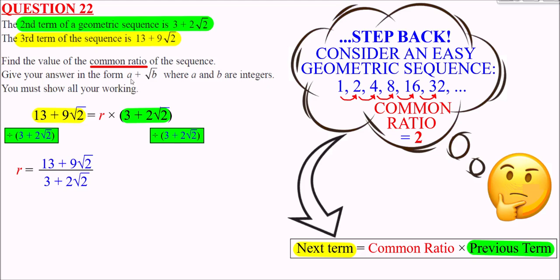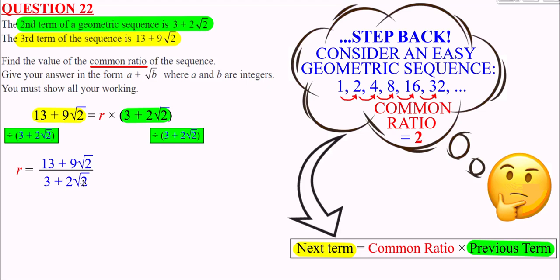But our answer needs to be in the form a plus root b. So although we've got maybe a mark here already, it's not in its simplest form, nowhere near. For example, this here isn't a fraction, this is. So we need to get rid of this denominator. We certainly want it to be rational, at the minute this is irrational. So we need to remember how to rationalize the denominator.